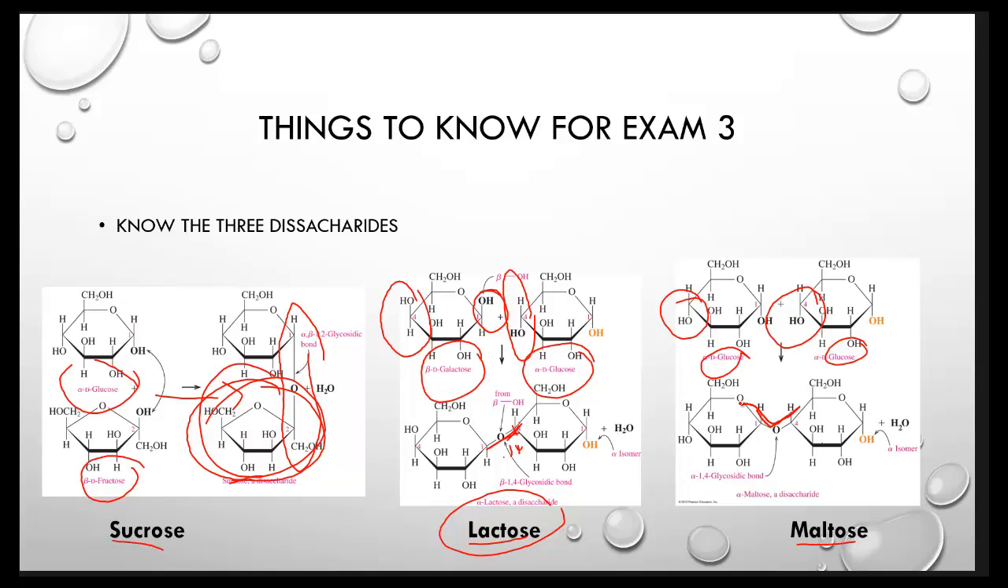So when you're looking at which disaccharide it is, look at what makes it up. So sucrose, we have glucose with a hexagon with the OH down, and a fructose with a pentagon. Lactose, we have galactose and glucose coming together, OH up, OH down. And then with maltose, we have glucose and glucose coming together. Both of those 4th OHs are down.